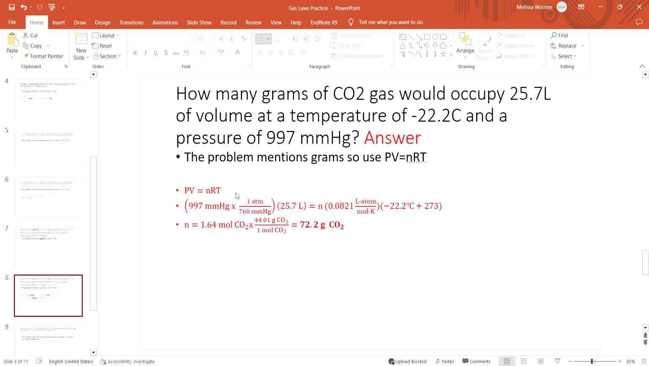Okay, so you also had to convert that millimeters of mercury to ATM, right? Your volume was already in liters. Your constant's going to remain the same, and then you had to convert that temperature to Kelvin. You should have come out with 1.64 moles of CO2. Then you use the molar mass of CO2 to convert to grams of CO2. And you should come out with 72.2 grams of CO2.